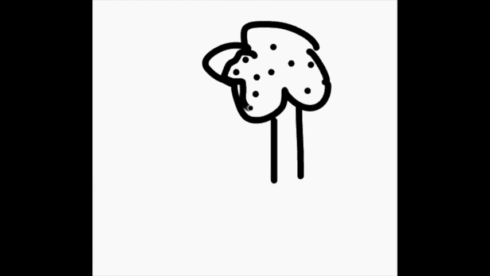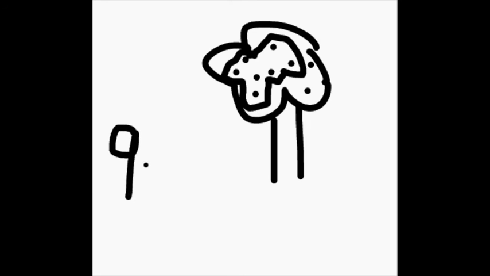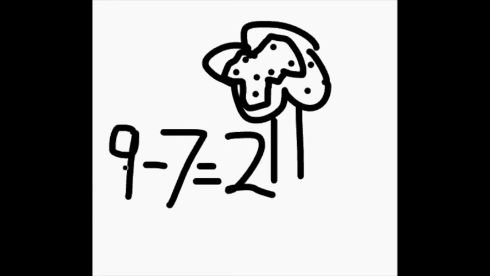Let's see. 1, 2, 3, 4, 5, 6, 7. We have 7 in the circle that are green. And how many that are not green? 2. That's right. So let's skip right to writing this as a subtraction sentence. We had 9 apples altogether. 1, 2, 3, 4, 5, 6, 7 of them were green. How many were not green? 2. 9 minus 7 equals 2.